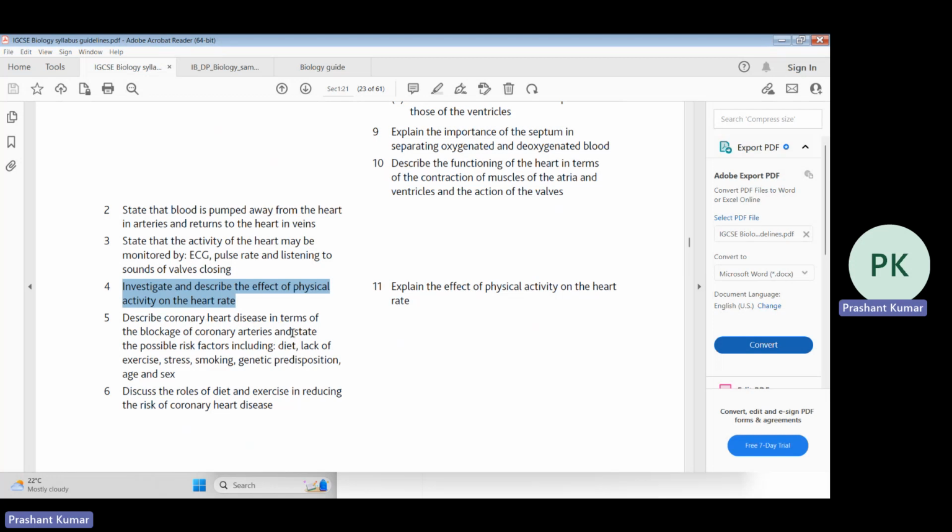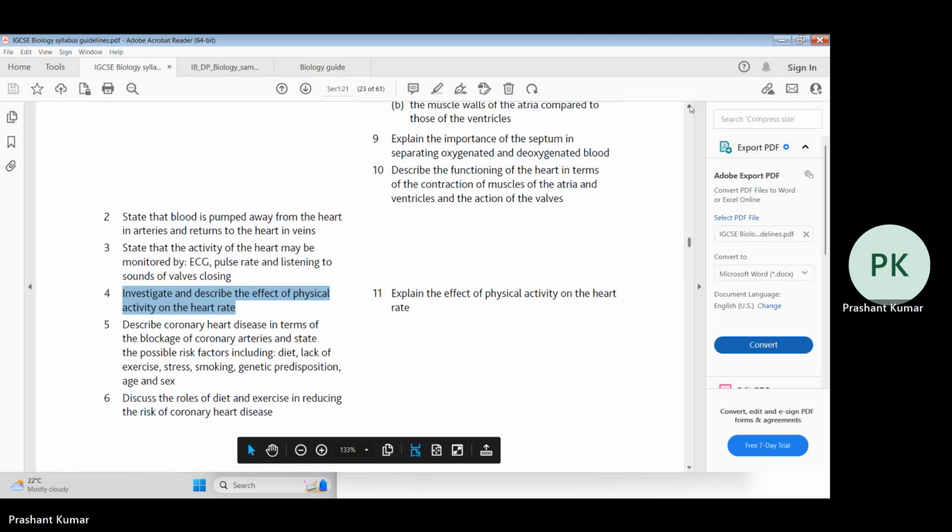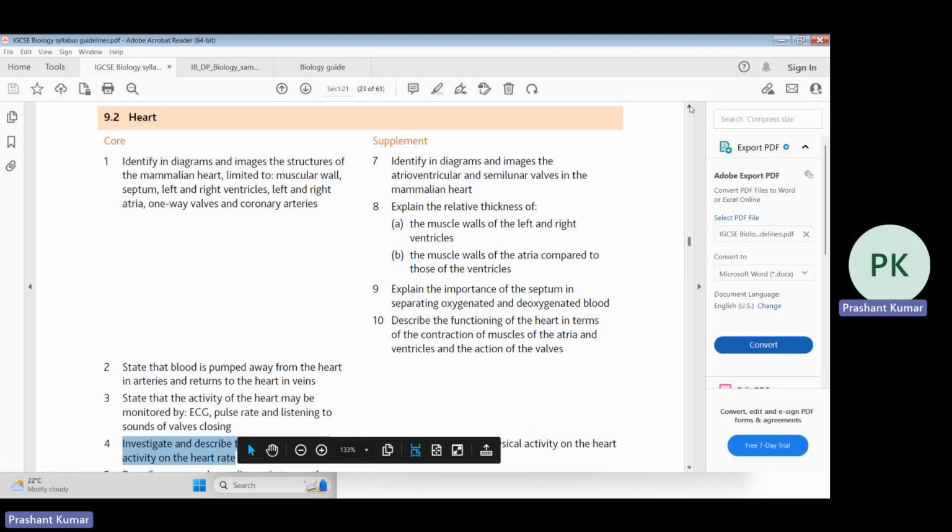Describe coronary heart disease in terms of blockage, and state the possible risk factors of coronary heart disease, which include lack of exercise, stress, smoking, genetic problems, age, sex, and diet. Then we'll discuss the role of diet and exercise in reducing coronary artery disease. Then we will see identifying in diagrams and images the atrioventricular valves and semilunar valves in the mammalian heart.